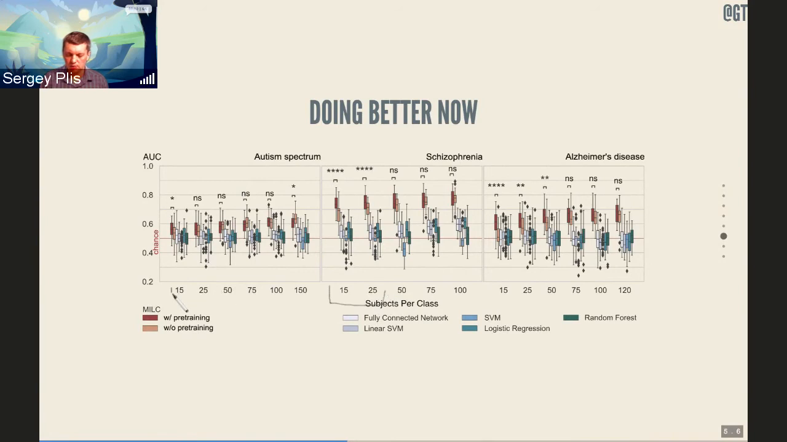So when you have small data sets, the red and the light red again, you can see that we beat classical methods, although this data is very small for deep learning. The next time when people tell you that they want to reject your work because you have a small sample and you're using deep learning, point them to our work.